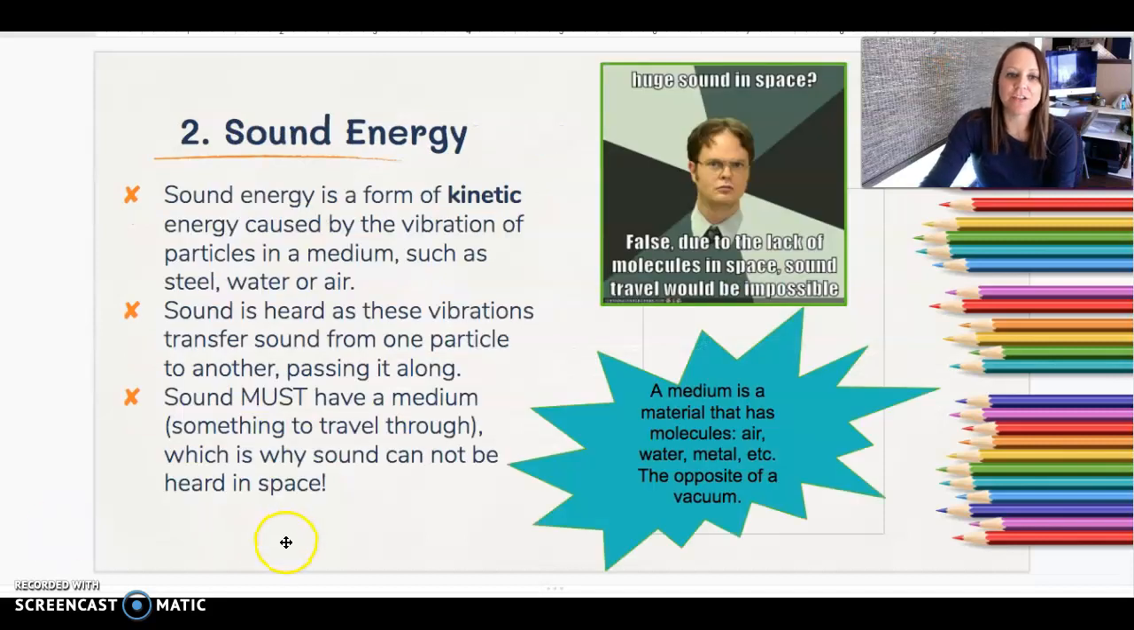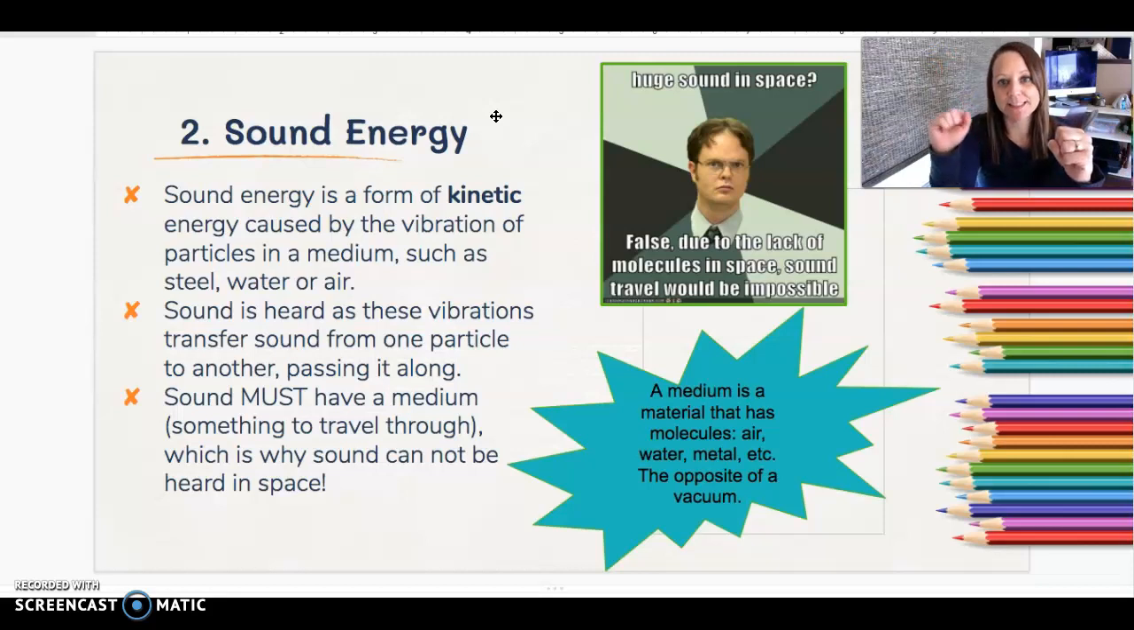The second type of energy is called sound energy, and sound is something that you can hear. Sound energy is a form of kinetic energy, and it's caused by the vibration of waves. What happens when sound is passed through something is you have little particles that make up different objects. We know that in a solid, they're closer together, in a liquid, they're farther apart, and in a gas, they're even farther apart.